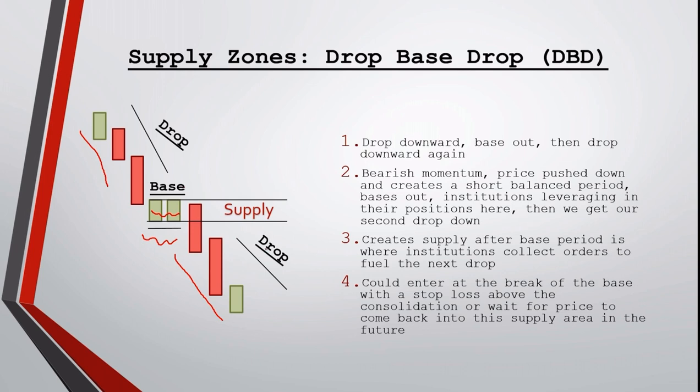Two ways you can play this. Same thing as the rally base rally. You can sell short, buy puts at the break of this base to the downside, put your stop loss above it, or you can wait for price to come up, hit the supply zone, reject it, and come back down and make profit for the ride down, right?